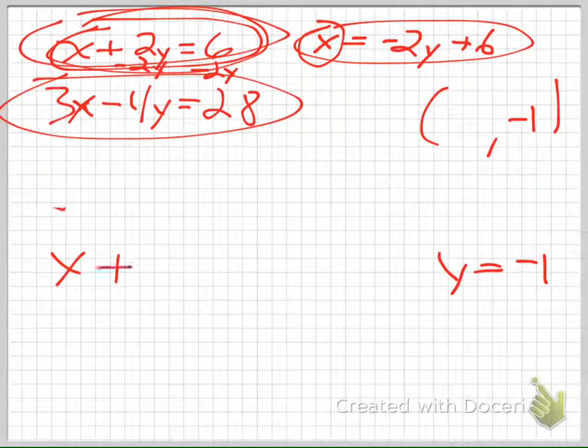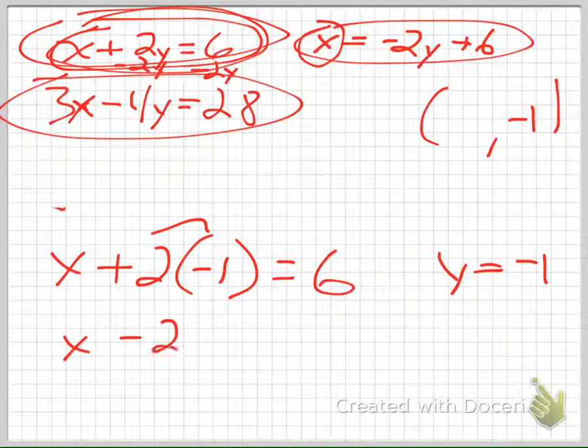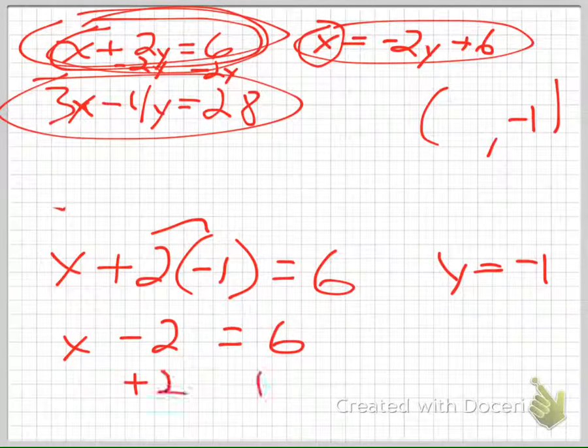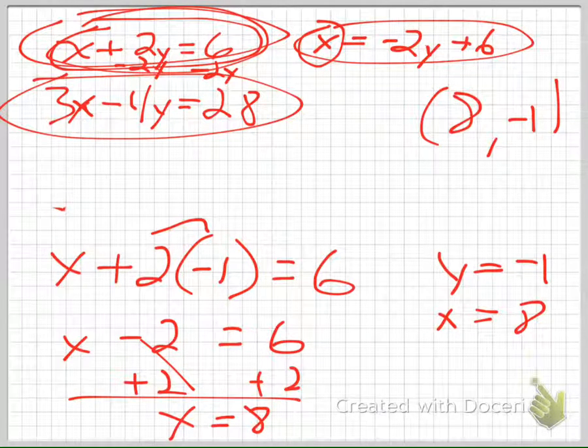So x plus 2 times negative 1 equals 6. x minus 2 equals 6. Plus 2, plus 2. x equals 8. Guess what? x equals 8, y equals negative 1. If you want to know whether or not this is right, you go plug in 8 for x and negative 1 for y into both these equations, and it should be true for both, right? If it's true for both, you got it right.